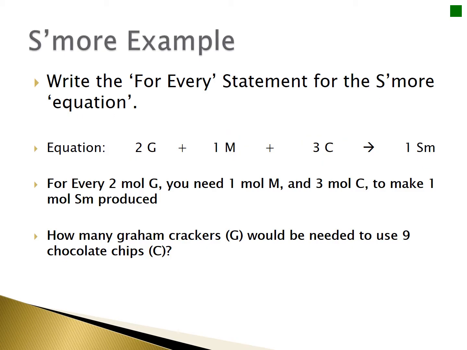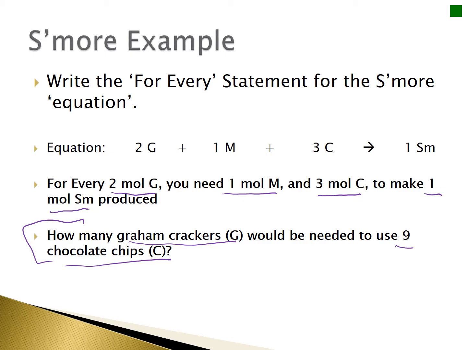So if I were to translate this into a for every statement, for every 2 graham crackers, I need 1 mole of marshmallows, 2 moles of chocolate chips, and if I have that, then I can produce 1 mole of s'mores. Okay, so the question is, how many grams, or graham crackers, G, would I need to use 9 chocolate chips?